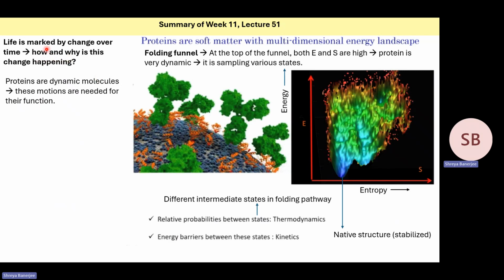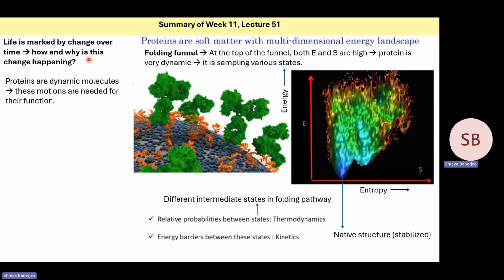So we know that life is marked by something changing over time. So how and why is this change happening? Proteins, which form the fundamentals of all biological structure and function in the body, are dynamic molecules. They keep changing their conformation, and based on that, they are either active or inactive. And these dynamic motions are very essential for their functions.